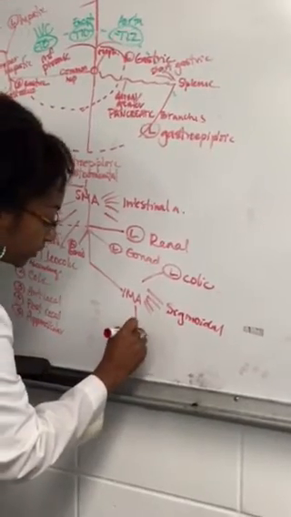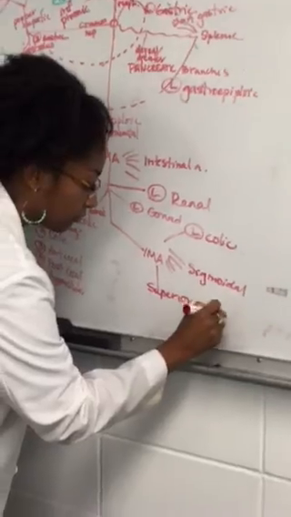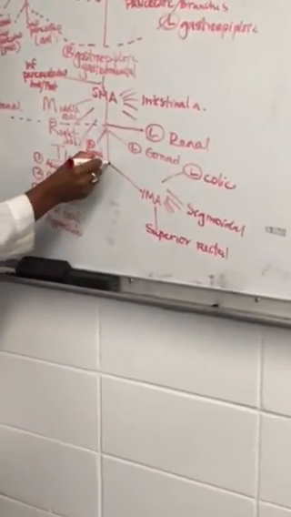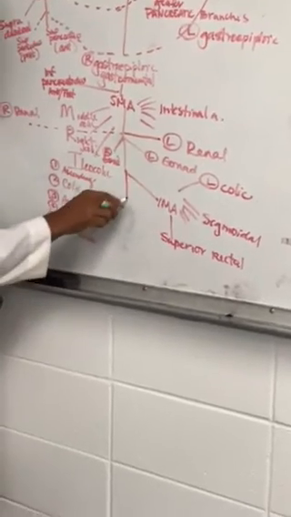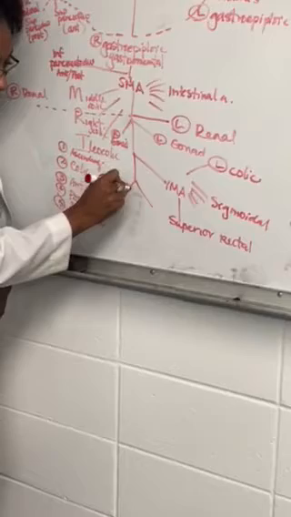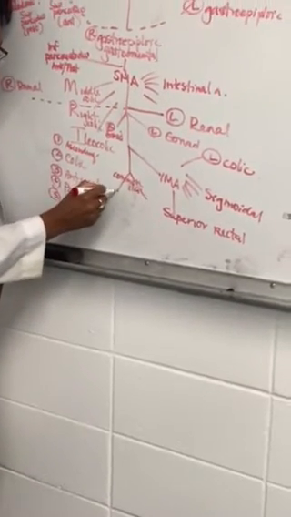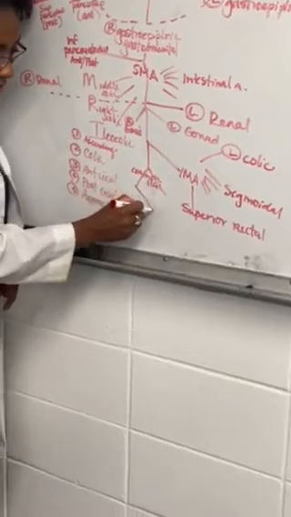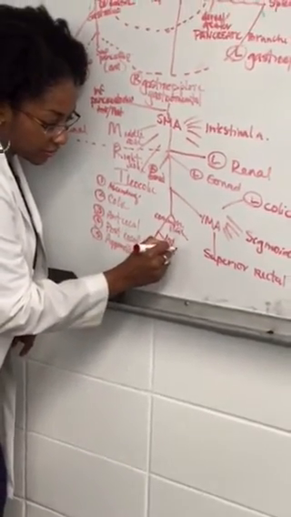So superior rectal. Okay. So now we're at the end. What does our aorta do? It's going to split into your... into what? Common iliac. Which then splits into what? Internal, external. Internal and external. What comes off the internal?